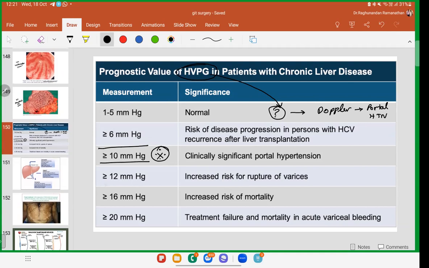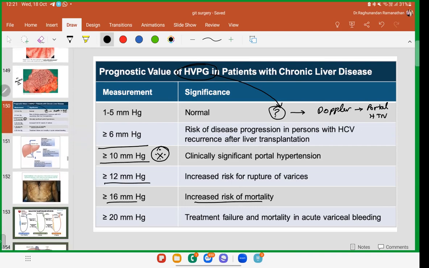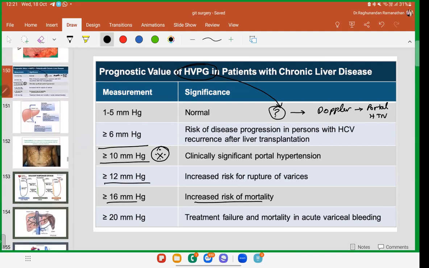And when it is going to be more than 12 millimeter of mercury, there is an increased risk of rupture of varices. Once it ruptures, if your pressure still remains high, almost up to 16 and beyond 16, there is an increased risk of death, mortality. And if it goes more than 20, mortality is confirmed, treatment has failed in the acute variceal bleeding. This is what you have to remember. Okay, will you remember? Yes.